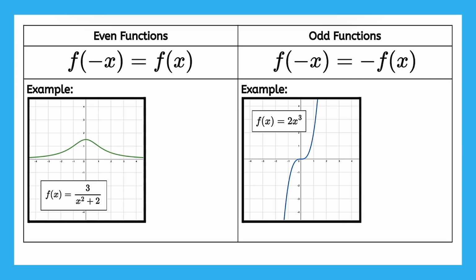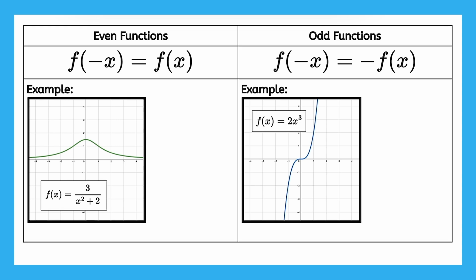Alright, that said, let's start with even functions. How do we identify these types of functions algebraically and graphically? So let's start with the algebraic side of things. It says f of negative x is equal to f of x. But what is this really saying?